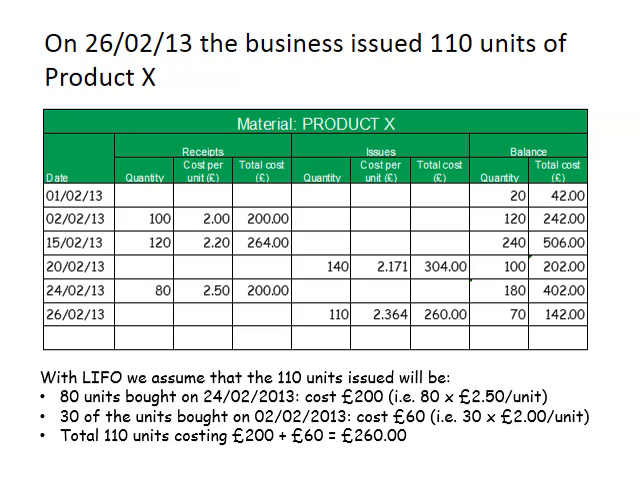Lastly, we can complete the balances columns. So we had 180 units, we've issued 110, that leaves us with 70 units. The 180 units we had before this transaction had an associated total cost of £402. We're issuing inventory with a total cost of £260, and that leaves us with a total cost associated with our 70 units of £142.